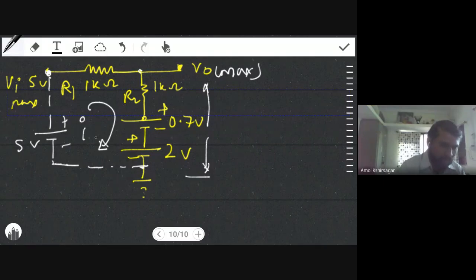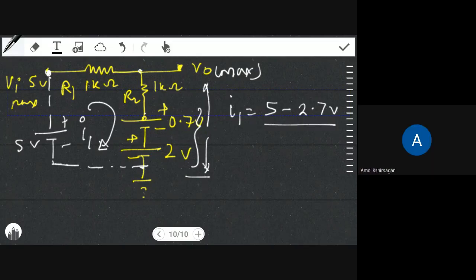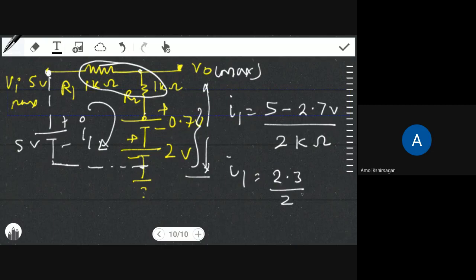So let me say this is current I1 in the circuit. So I1 will be given by the difference in the potential of the 2 points divided by resistance. So I is equal to 5 minus this 2 and 0.7 together will become 2.7 volts, divided by this series resistance 1k plus 1k. So it will become 2 kilo ohm. So that I1 you will get as 2.3 divided by 2 milliampere. So this is the value of the current.